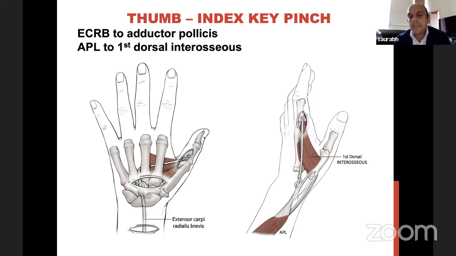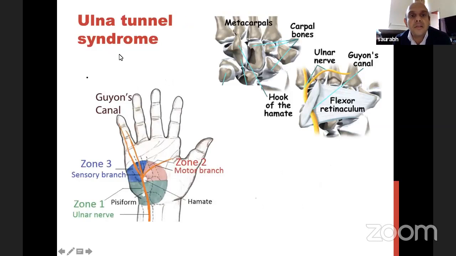So let's go to Guyon's canal now. So ulnar tunnel syndrome. Now, I would only do maybe 1 or 2 cases a year. It's not that frequent, but nonetheless, anatomy is important and you can be asked in the exam.